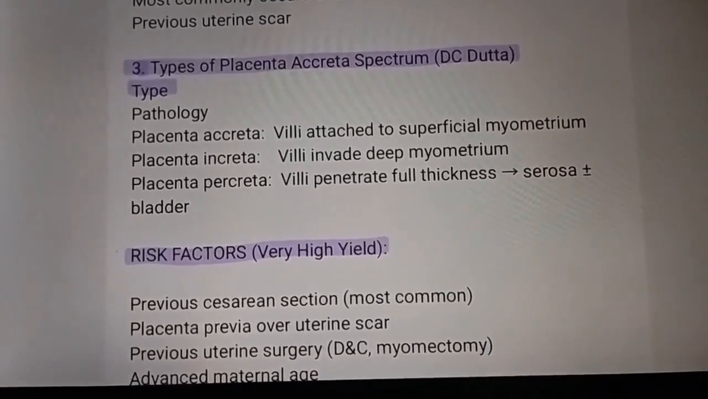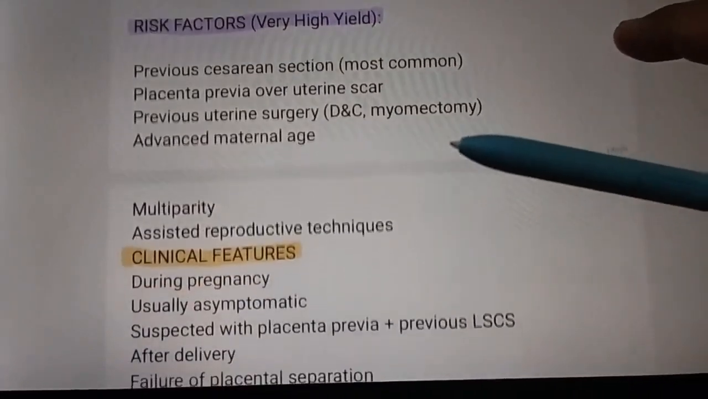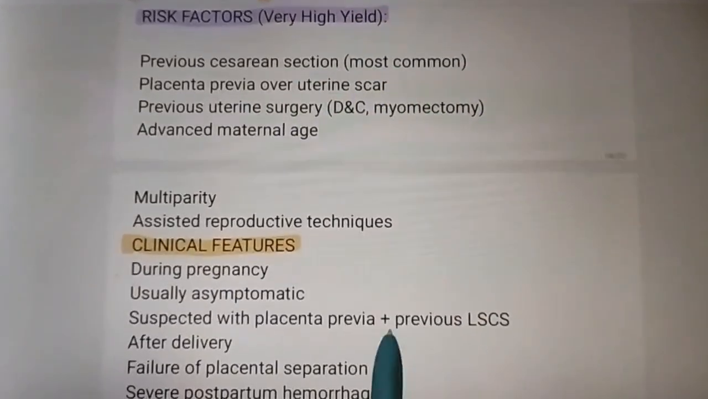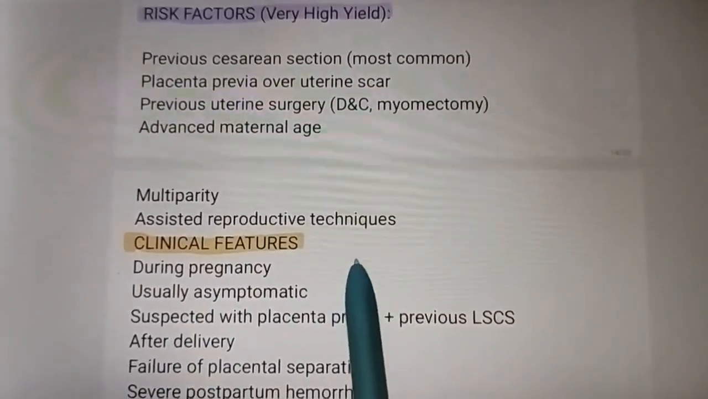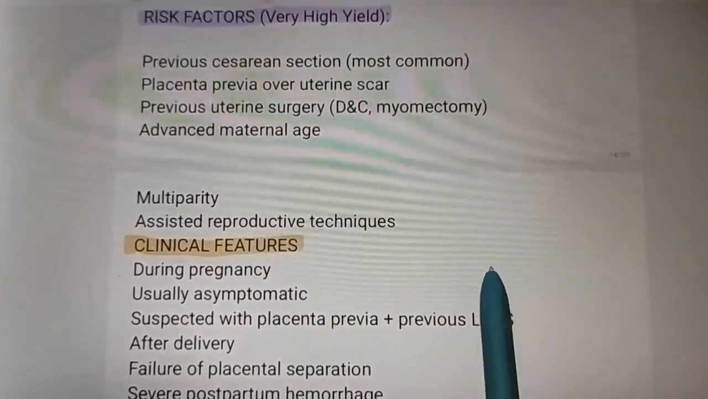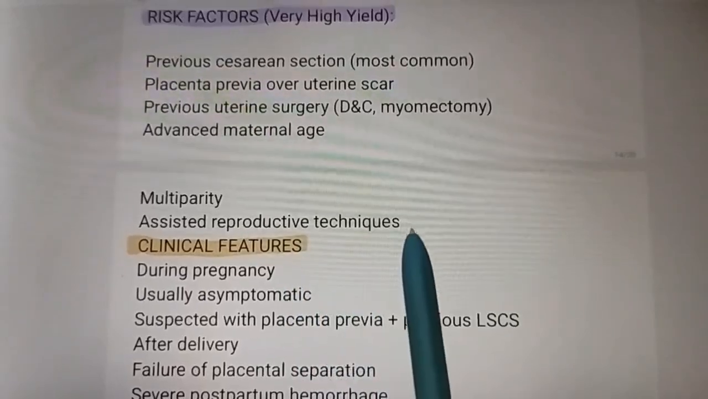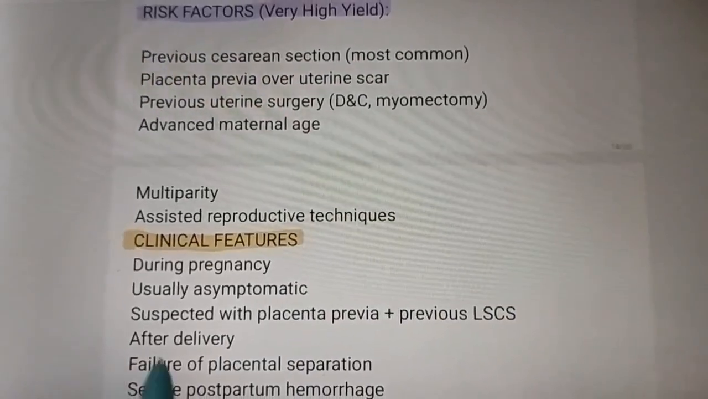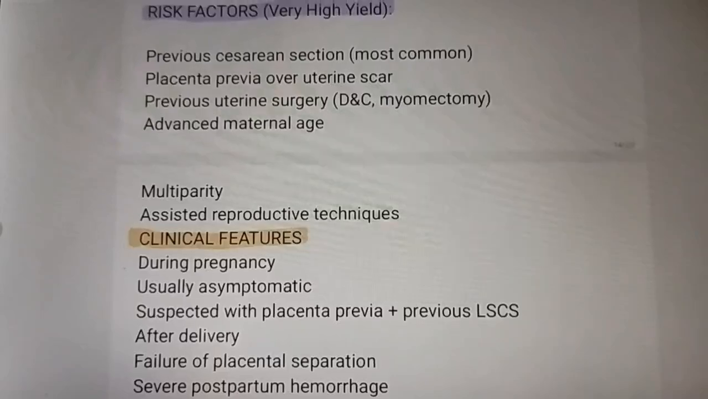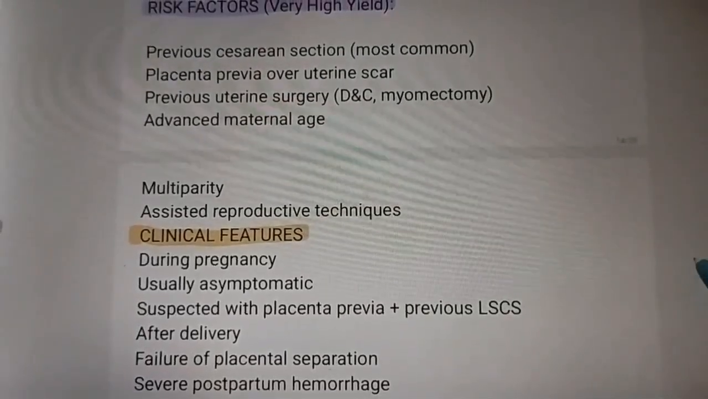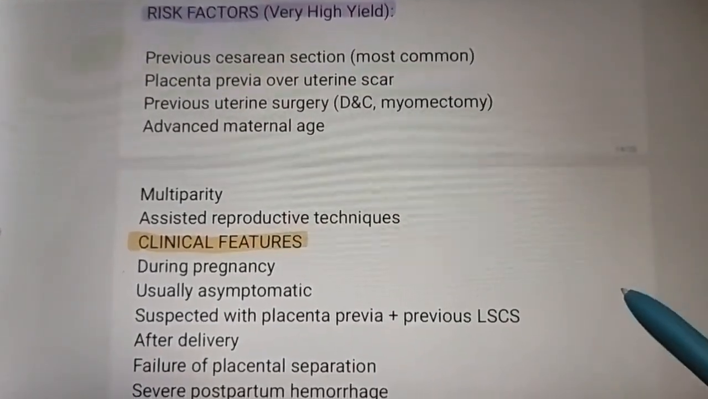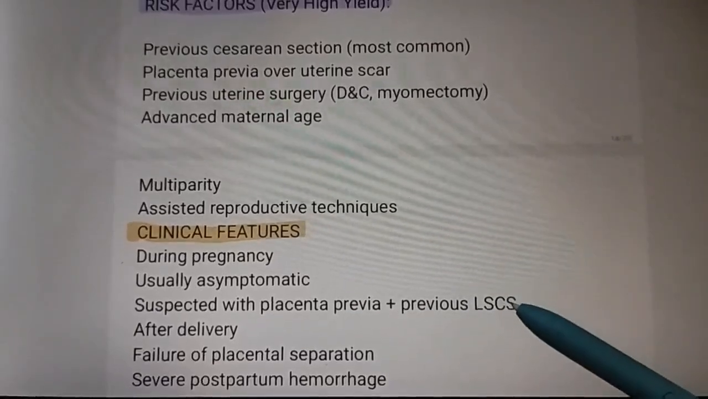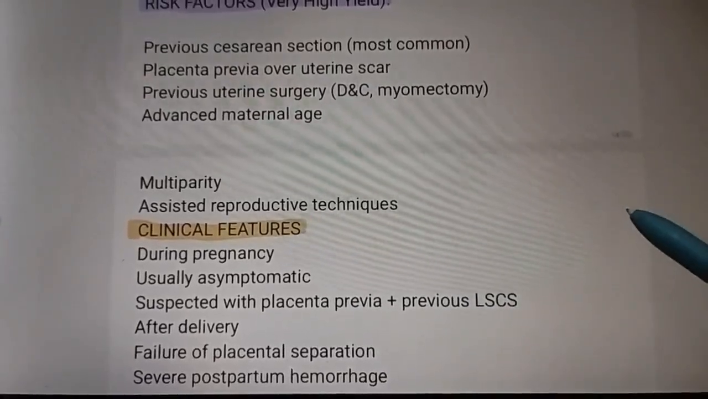So come to the risk factors. The most common and mostly asked in the exam is previous C-section. The second most common is previous placenta previa. Then any previous uterine surgery, that is dilation and curettage and myomectomy. Then it can be multiparity and assisted reproductive techniques.